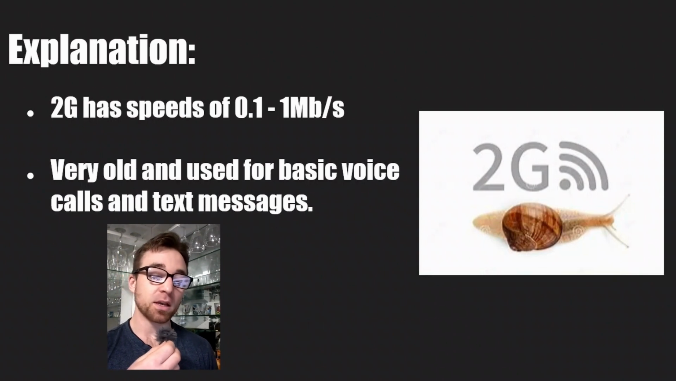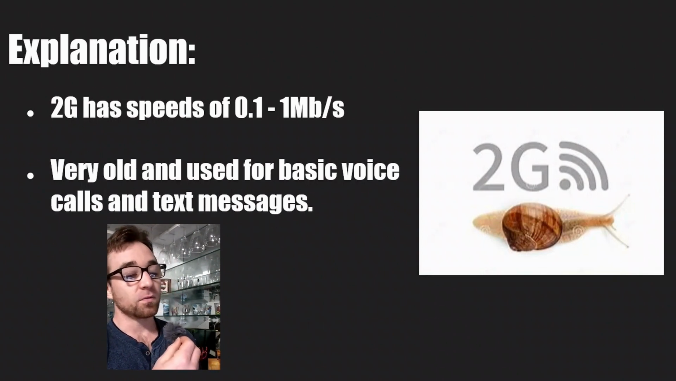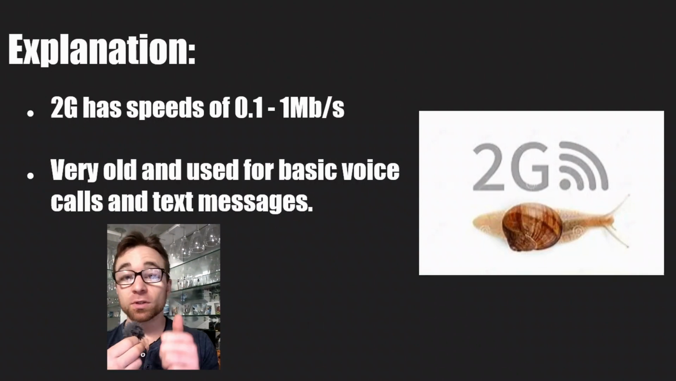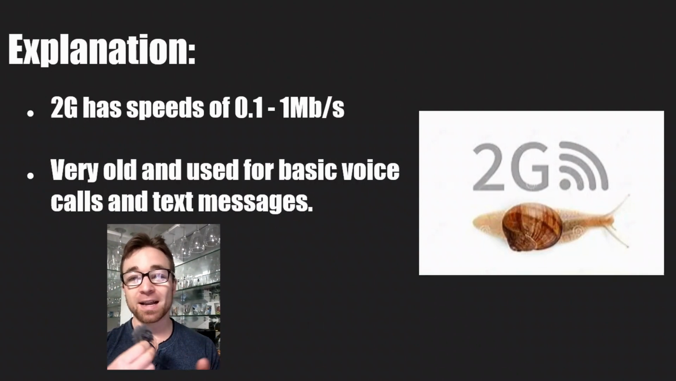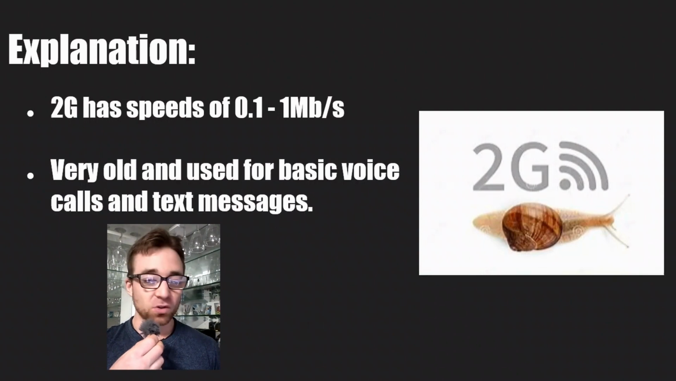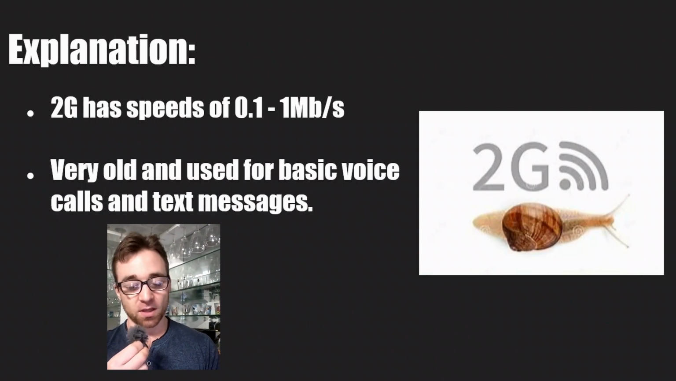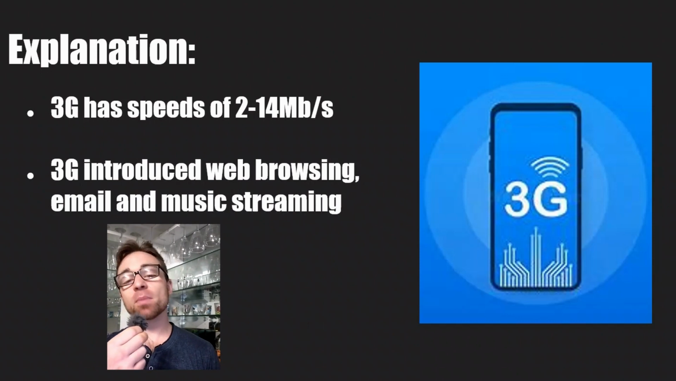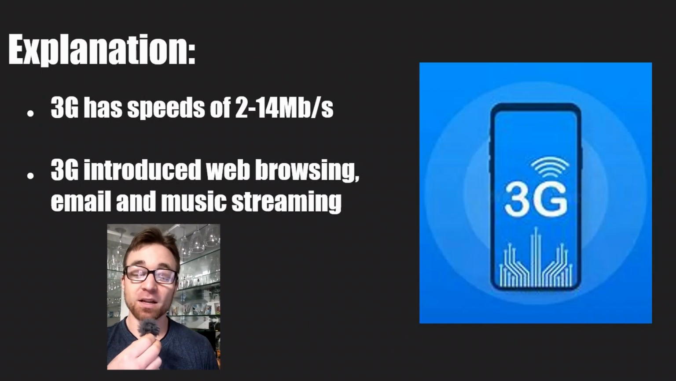And generally, it offered basic voice calls and text message functionality. So if you wanted to call somebody or text somebody, 2G was fine. Anything other than that, it's not going to get the job done. The other option there was 3G. Now, 3G offered speeds of 2 to 14 megabits per second. So again, that's pretty slow.